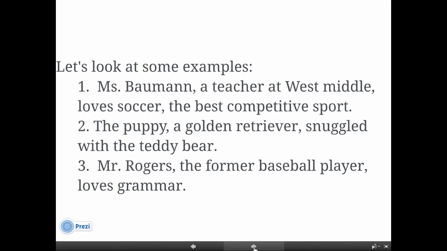Go ahead and look at number 2. Number 2 says, the puppy, a golden retriever, snuggled with the teddy bear. In your notes, go ahead and write down which words are the appositives. All right, let's look at number 3. Mr. Rogers, the former baseball player, loves grammar. Go ahead and write the appositive for number 3. What information is giving additional information to a noun?